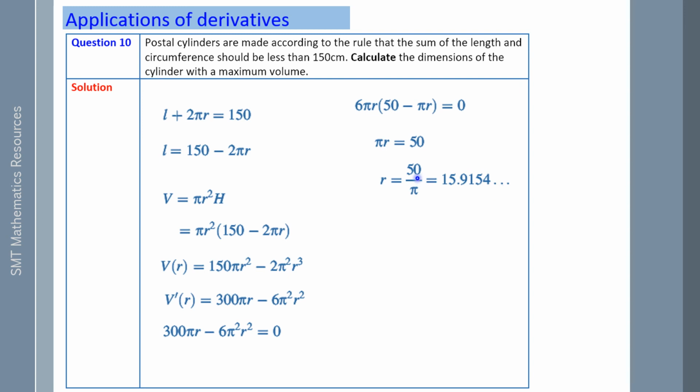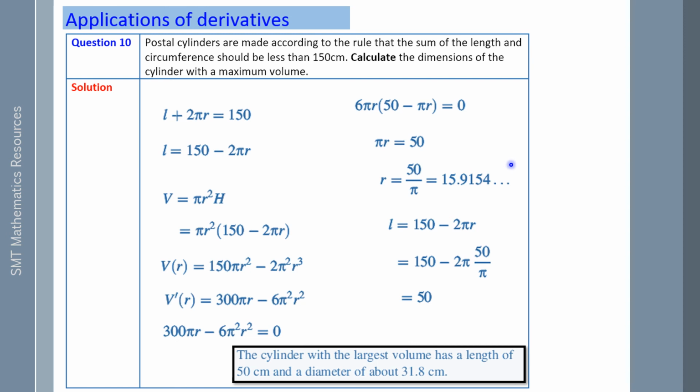Now that you've got r, you can sub it in over here to work out L. So L is 50. So the dimensions are the length or height has to be 50. The radius has to be about 15.9154. So the cylinder with the largest volume has a length of 50 centimeters and a diameter of about 31.8, or a radius of 15.914 centimeters.